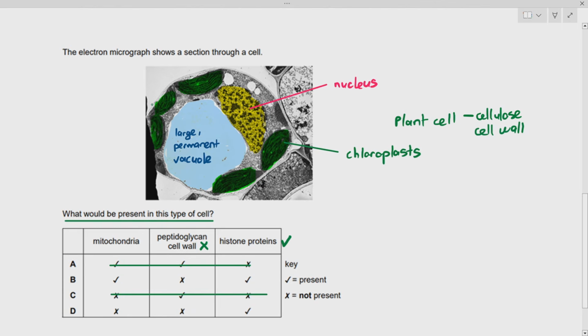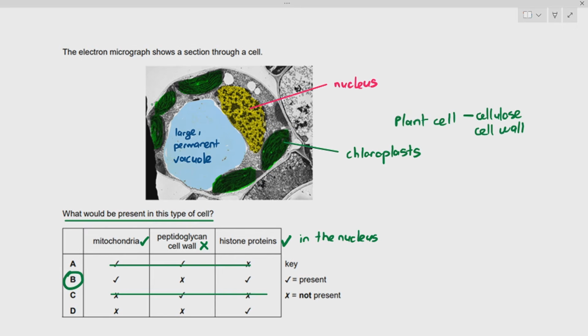Now, the next one over here is, do plant cells have histone proteins? Yes, the DNA has histone proteins. The DNA is associated or looped with histone proteins in the nucleus. So the answer is correct. B and D are still accepted. And of course, plant cells do have mitochondria because they are eukaryotic cells. So the answer is B for this one.